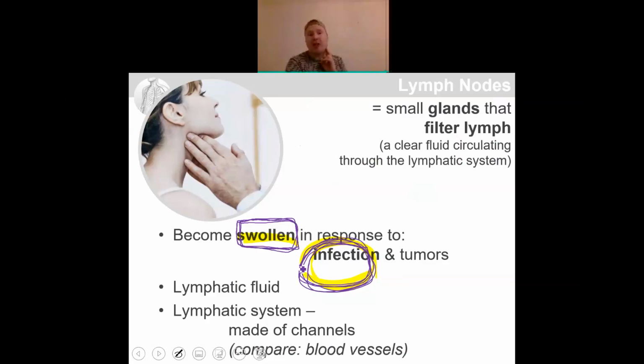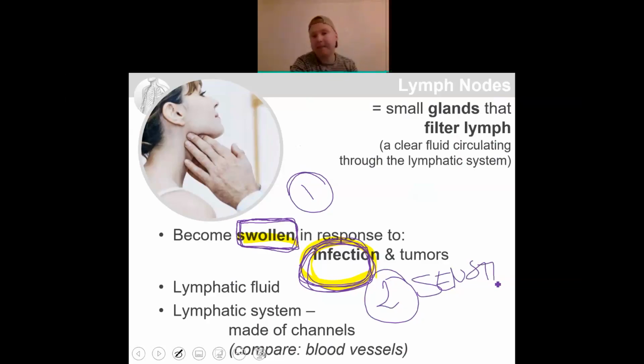Another thing that the doctor is checking is whether they feel sensitive, whether you say, yeah, it hurts, or yeah, it doesn't feel great when you touch them. So those are the two things that the doctor would be looking for: the swelling, and then whether they are sensitive to touch.